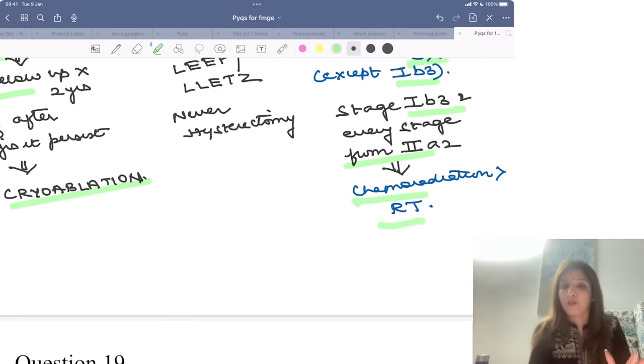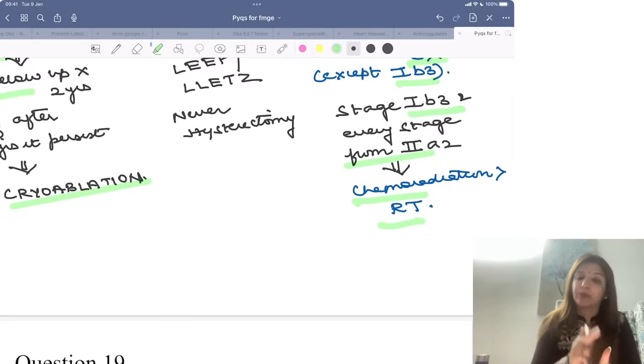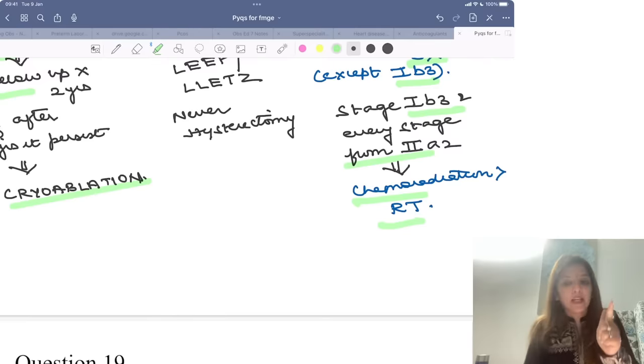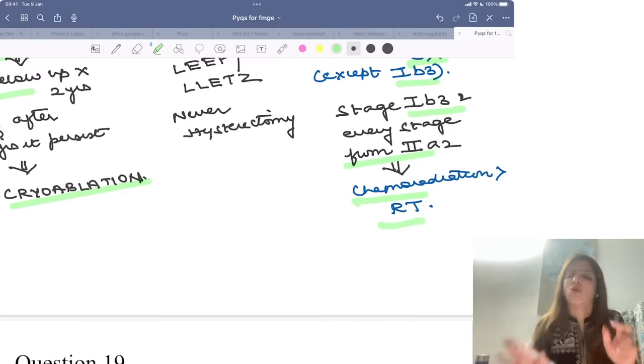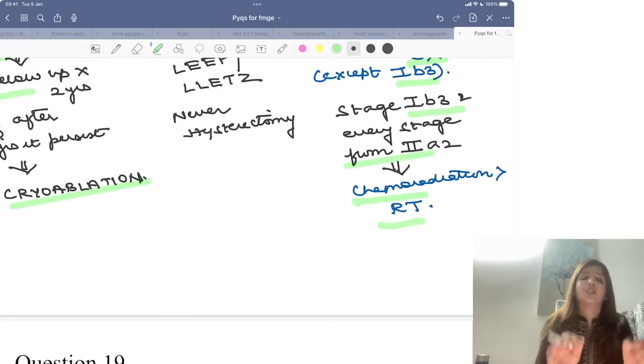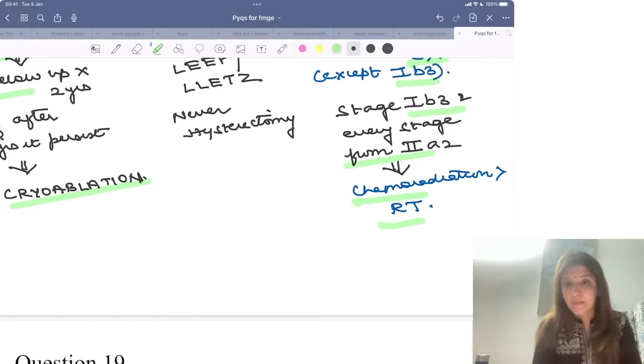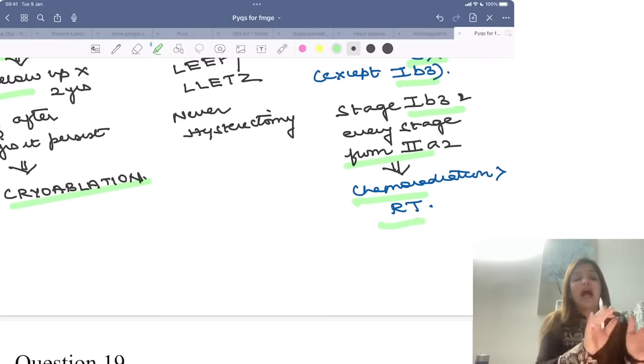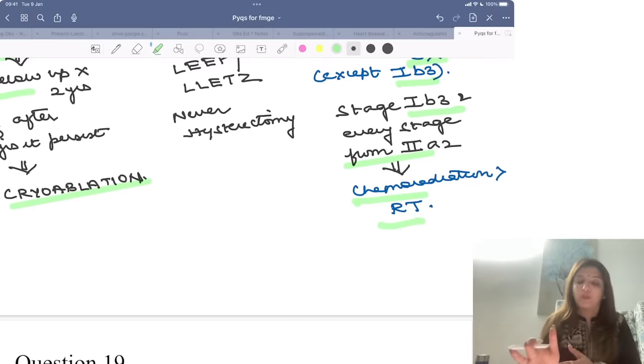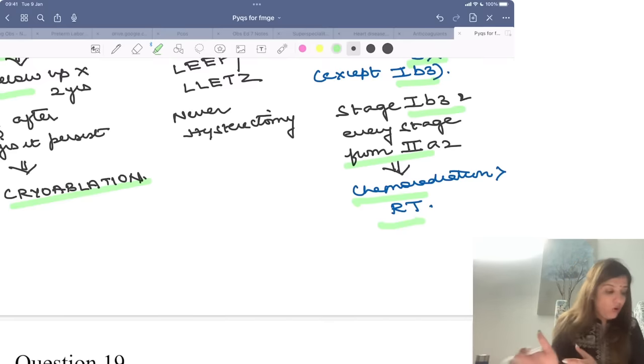So very simple, you are going to remember. CIN1 ka management hota hai follow up for 2 years. Right? And 2 years ke baad, if it persists, cryoablation. CIN2 and CIN3 ka management is LEEP or LLETZ. Cancer cervix mein up till stage 2A1 surgery karte hain, but 1B3 mein surgery nahi karte. In stage 1B3 and any stage after 2A2, management is chemo radiation. Clear to all of you?